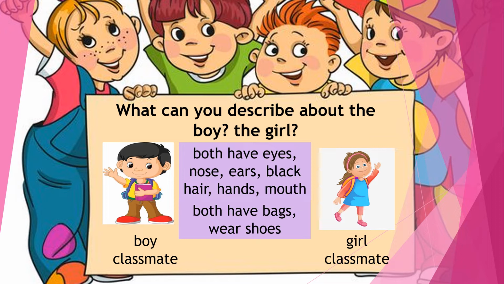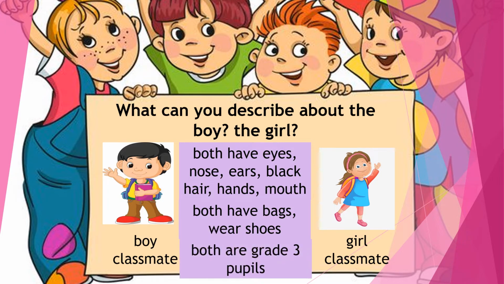Look at this. The girl and the boy. The boy has a pair of shoes and the girl has a pair of shoes. And of course, they are both in grade 3. They are both grade 3 pupils, right? What grade are you in now? Yes, you are in grade 3. So your boy classmates and your girl classmates are both grade 3 pupils. And you are all grade 3 pupils, right? Okay, very good. Now let's proceed.